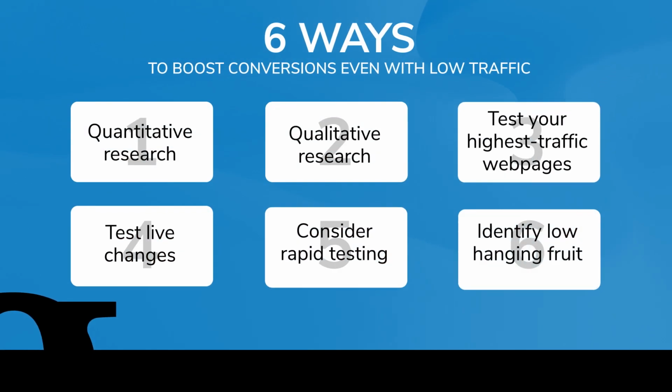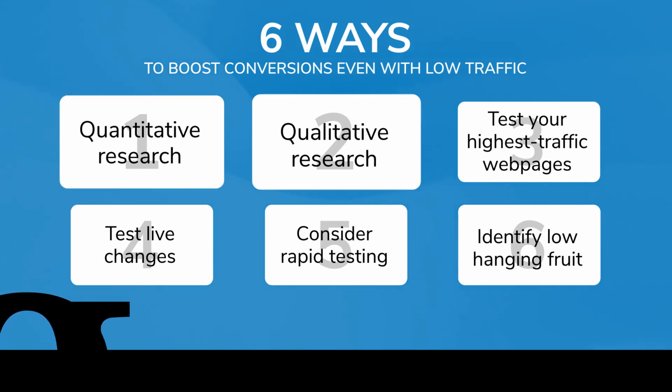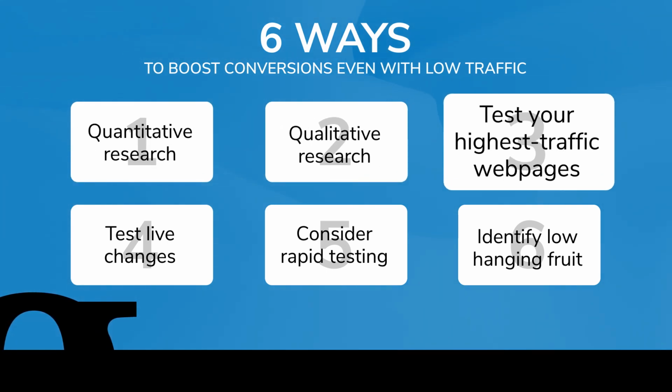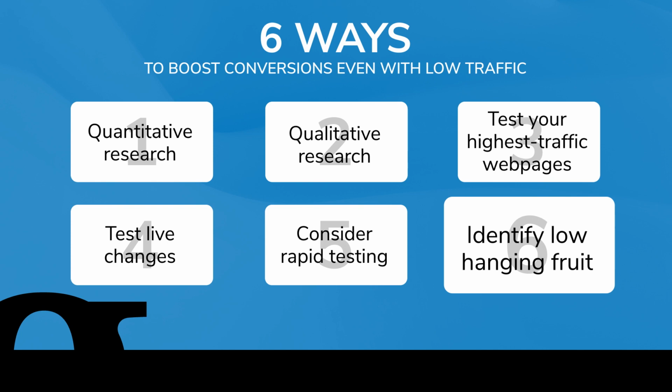Identify low-hanging fruit for quick success and tap into heat mapping tools, user testing, and 5-second tests until you have enough traffic to run efficient A/B tests and other optimization activities to improve the user experience and build trust. If you want to take a quick screenshot, here are the 6 ways that you can increase conversions with low traffic. Quantitative research, qualitative research, test your highest traffic web pages, test live changes, and consider rapid testing to identify low-hanging fruit. Naturally, as you continue to scale, you'll hit a point where you're sending less qualified traffic to your site because you're sending much higher volumes of traffic.